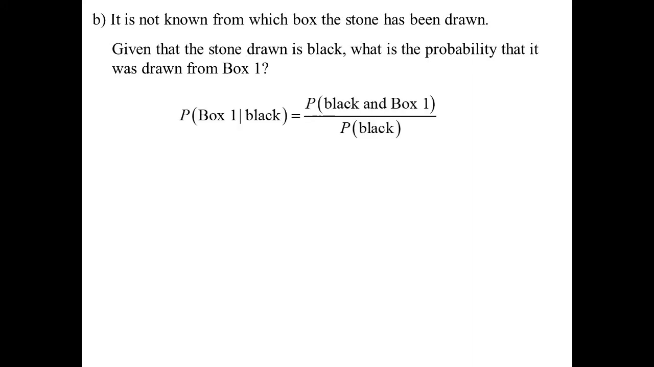Part B then: it's not known which box the stone has come from. Given that the first stone you drew out was black, and remember, you don't know which box it came from, what's the probability that it came from box 1? So now we're saying the probability of box 1 given that the stone was black. We're looking for the probability that it's black and from box 1, over the total probability of it being black. Black and box 1 was a half, because there's a half chance of picking box 1, then a probability of 1 of being black, over the total probability of being black, which we just worked out was 3/4. 2/3 is our answer for that one.